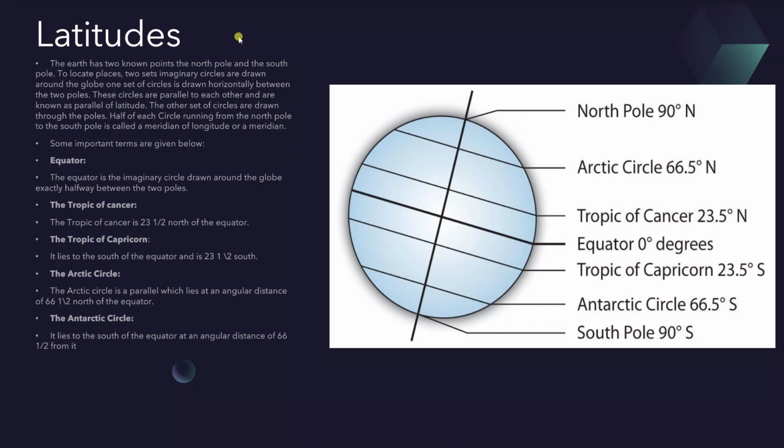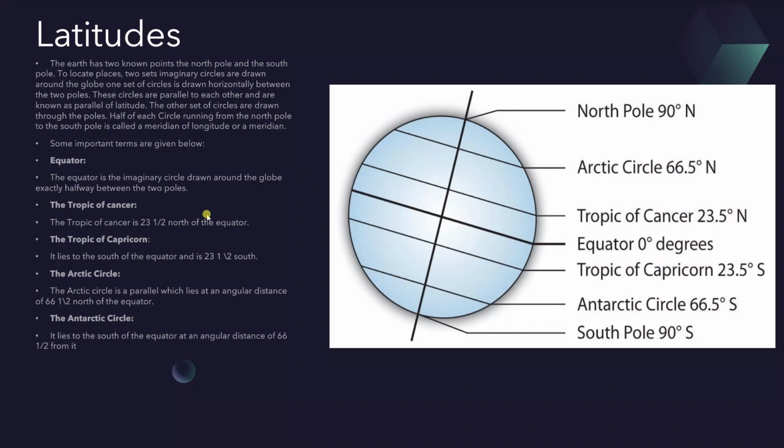The Tropic of Cancer. The Tropic of Cancer is 23 1/2 degrees north of the equator. The Tropic of Capricorn. It lies to the south of the equator and it is, sorry children, 23 degrees. Don't get confused. 23 1/2 degrees north of the equator for the Tropic of Cancer, and for the Tropic of Capricorn, it lies to the south of the equator and is 23 1/2 degrees south.